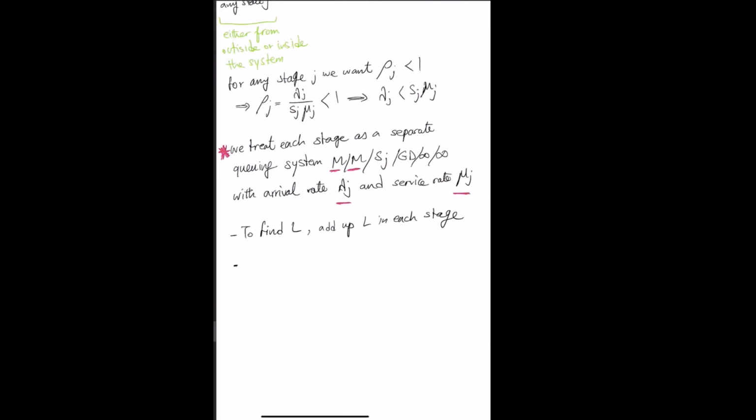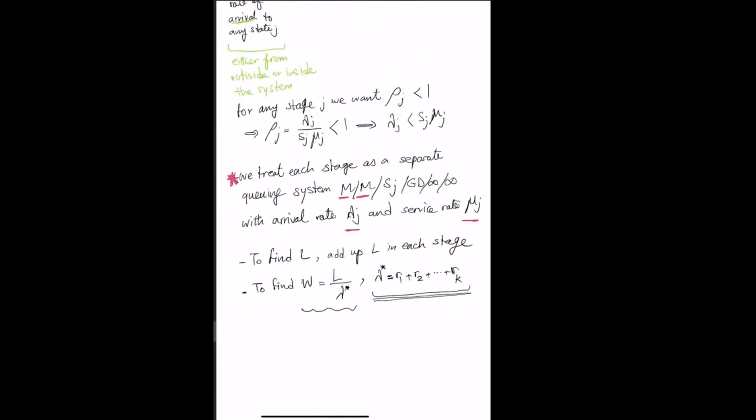And then to find W, which is the waiting time in the system, we are going to use the formula W equals L over lambda. But here, lambda is R1 plus R2 all the way to Rk. I'm going to consider it as lambda star. The lambda star that we are going to put in the formula for W, in Little's formula, is basically calculated by adding the rate of arrival from outside to any one of the stages in the queuing system. So this basically represents the average number of entities or customers that are coming from outside to this system. And that's the one that we need to put in Little's formula to find W.